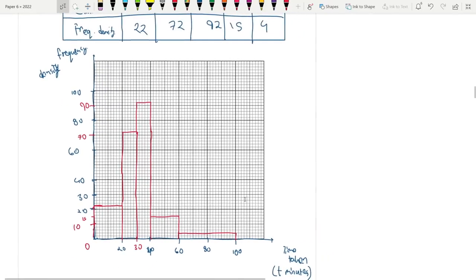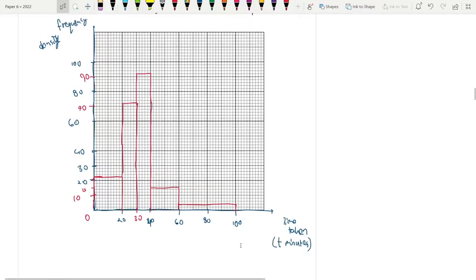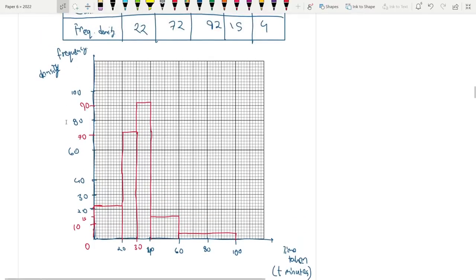This is what it should look like, and the answer is also in the mark scheme. They've provided it, so that's good for you guys. So don't forget to label the axis, and you need proper scaling. Okay.